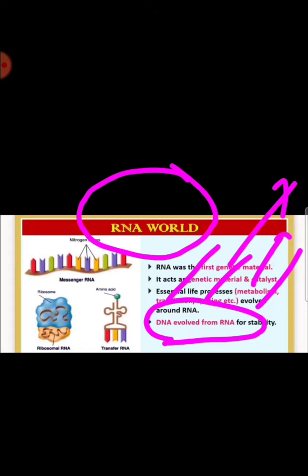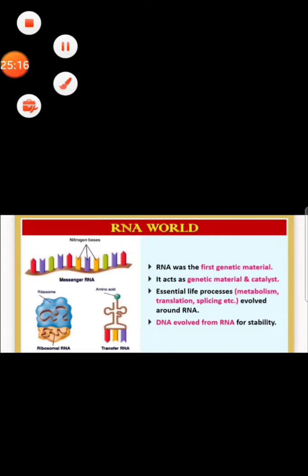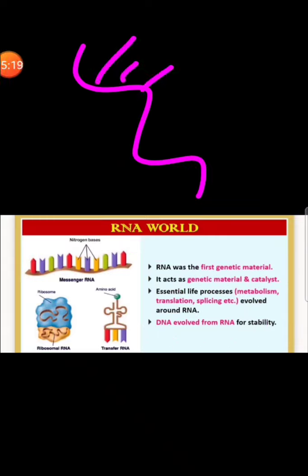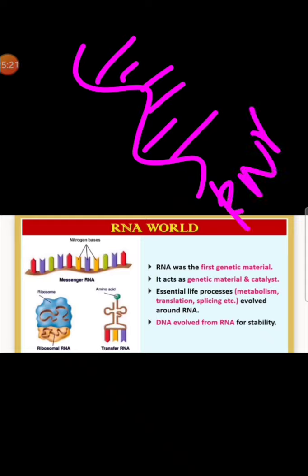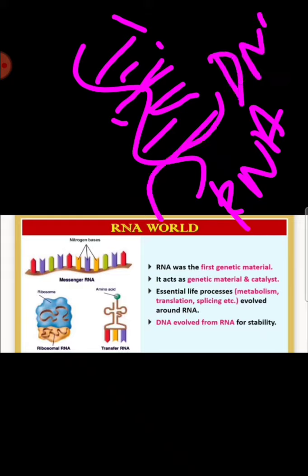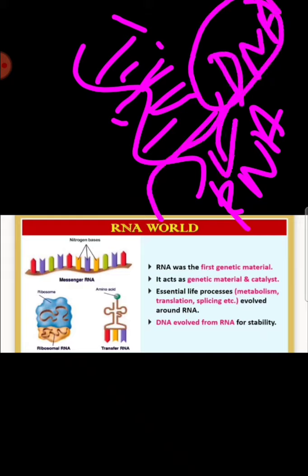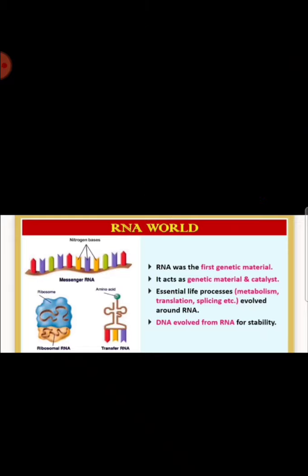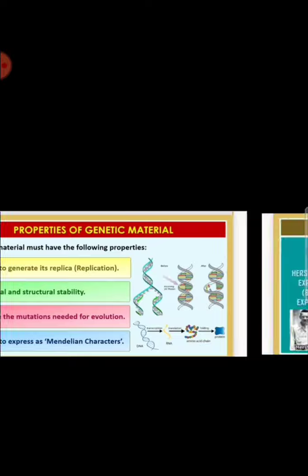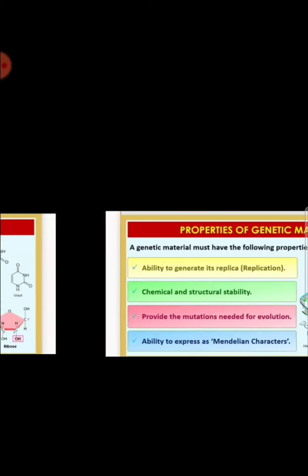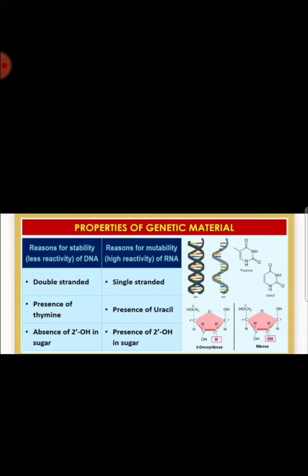And DNA evolved from RNA for stability. That means the first genetic material was only RNA. Since RNA is very unstable, highly reactive, to get stability, RNA developed into DNA. So DNA evolved from RNA for stability. This you have to remember. So we just saw the slides on the properties of genetic material and why DNA is less reactive, or more stable, than RNA.